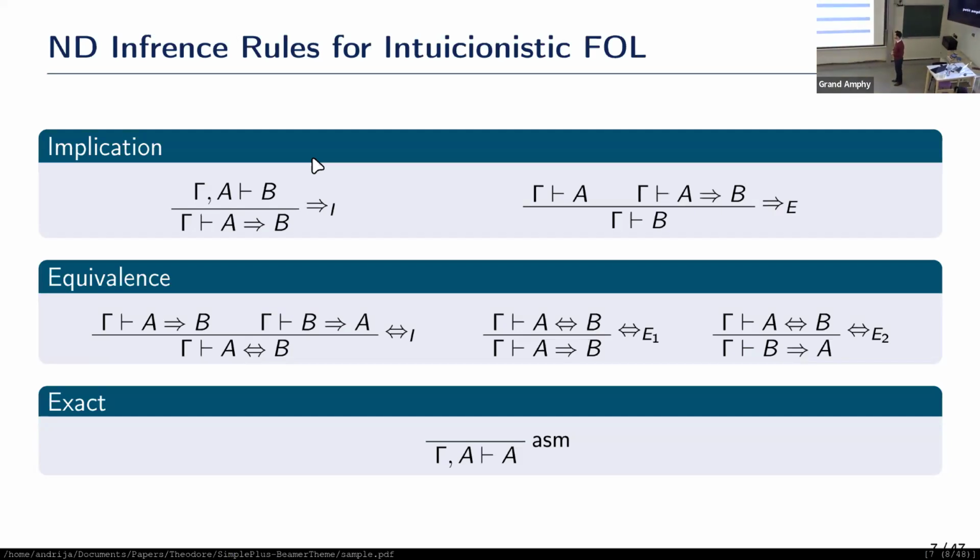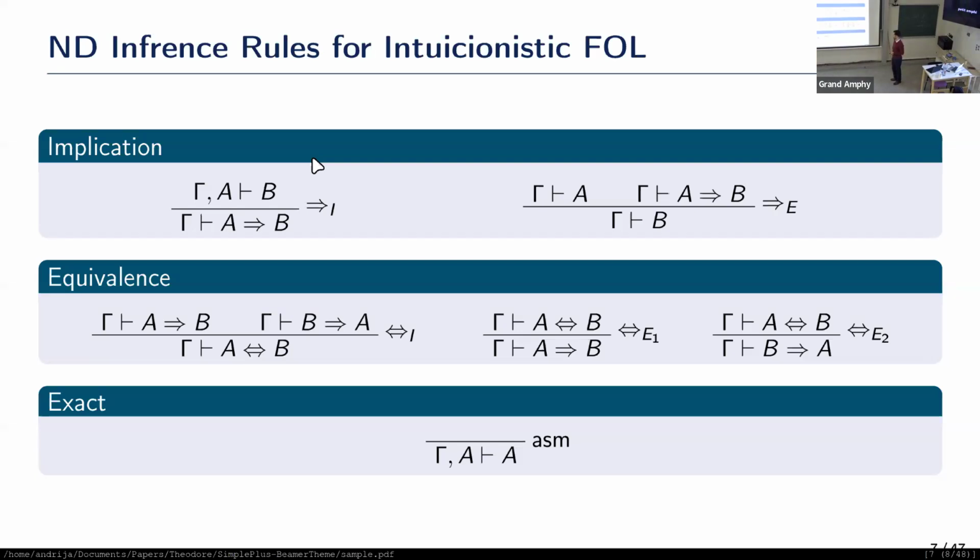As I said, there are introduction and elimination rules. Introduction rules always produce a formula where the connective is visible, and elimination rules work as follows: if we have some connective in the hypothesis, then by this rule we eliminate it. I'm not going to go through all of this. Probably you're all familiar with it.